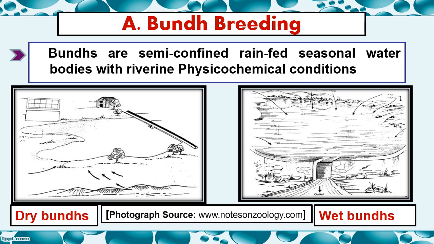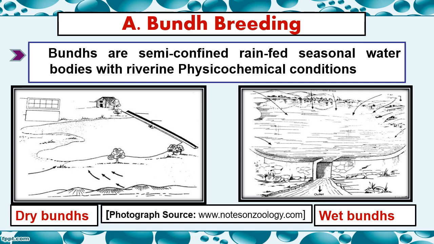This is the diagram of a dry bund. You can see these dry bunds are usually shallow water bodies which retain water during monsoon only, and during winter they dry up. Secondly, wet bund. Wet bunds are deeper than the dry bunds and retain water throughout the year. And each of the bunds has an outlet.